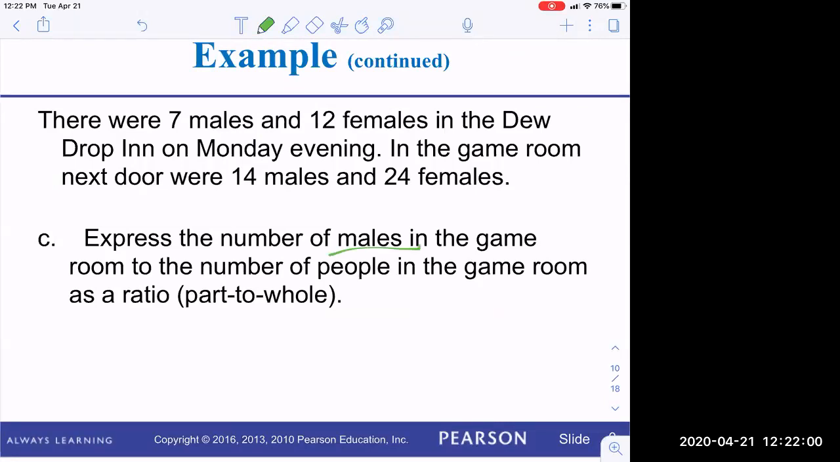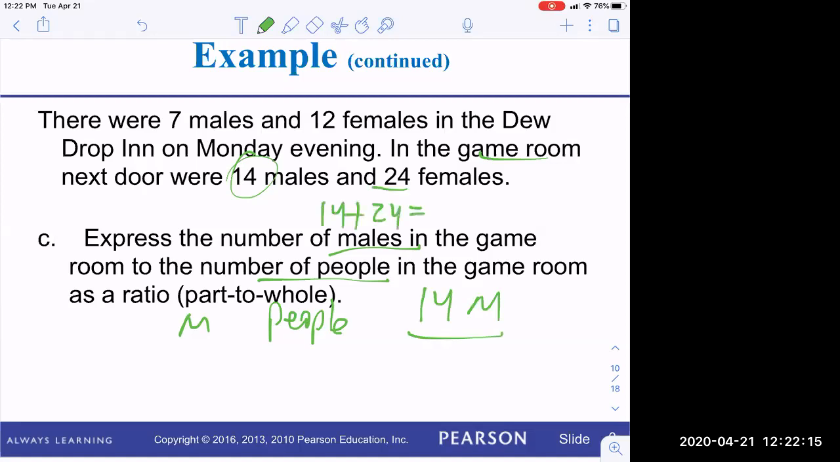Males in the game room to number of people in the game room. Males is the part, wholes to people. See, game room, I got 14 males. 14 plus 24 gives me the people. That's my relationship of my part, males to my whole, the people. So in a lot of these problems, you got to figure out, is it a part to part or a part to whole?